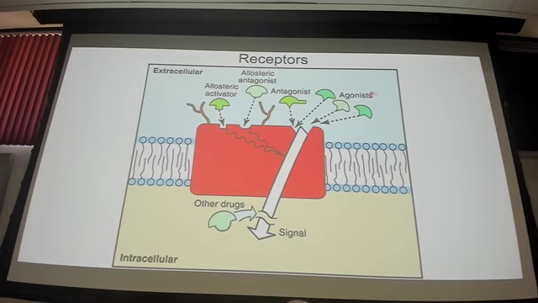So here is a picture looking at all of the different ways drugs can act on receptors. So they can be agonists, antagonists act in the same place as agonists. You can have allosteric modulators, either those that antagonize or activate the effect. And then you can have drugs that act intracellularly and they alter the signal transduction pathway. Questions?